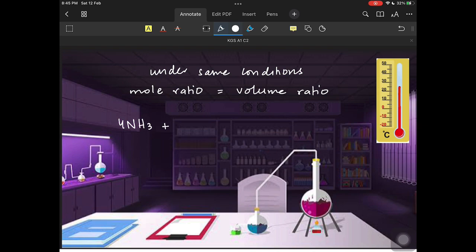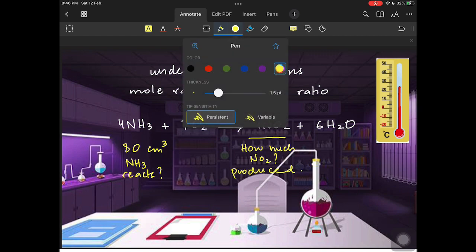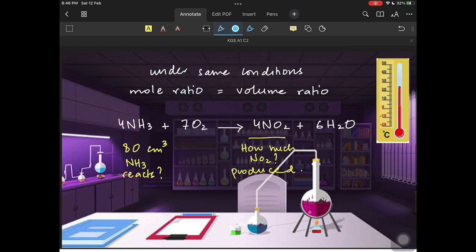Let's work with a rather complicated equation where 4 moles of ammonia react with 7 moles of oxygen and produce nitrogen dioxide and water. Now if there's a question that says 80 cm³ of ammonia is reacting, and it wants to see how much NO2 is being produced in terms of volume. So there's a relationship between ammonia and NO2 that we can see. The ratio is very simple. It's 4:4, which can also be said as 1:1.